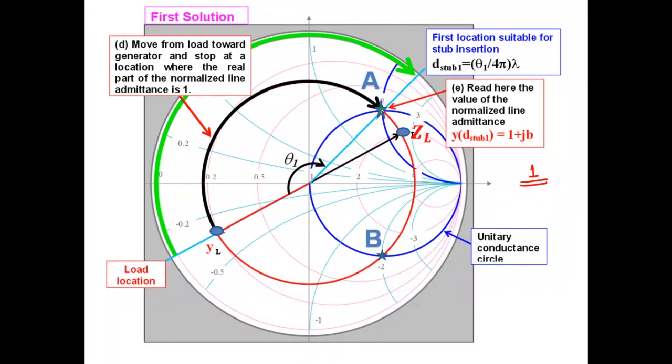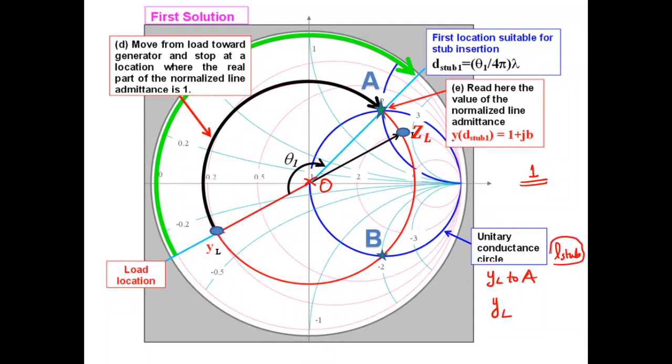So if it is A, from the center, say O, and this is the load location, from YL along this line you take the angle, say theta 1, to get the distance from YL to A. So YL to A is one possible length, and there is another possible distance for the stub. Say I am trying to calculate L stub.